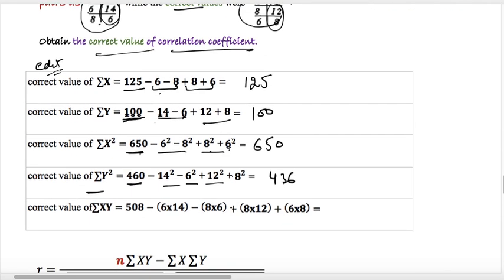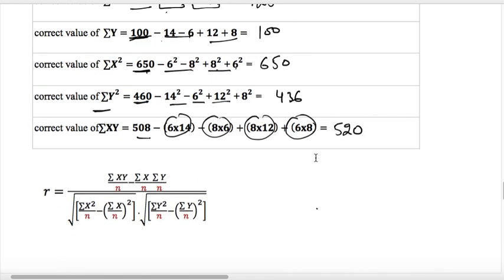Next, when we are simplifying 508, we have to take the wrong product, delete it for first and second, and add the correct values after simplification of these values. So what we are going to get is an answer of 520. You can cross verify these values. Now we are going to put them in the formula.